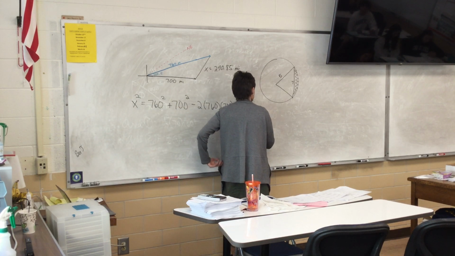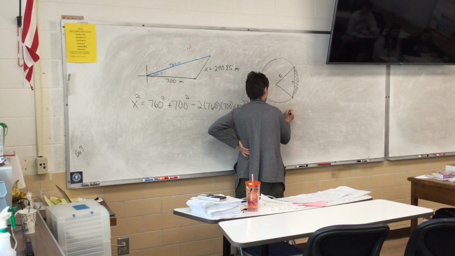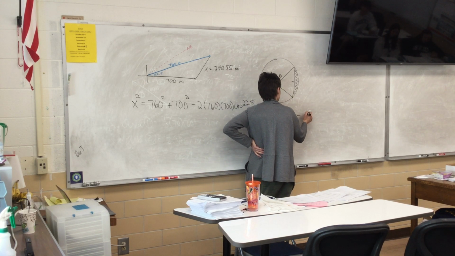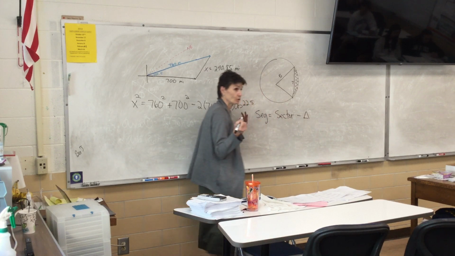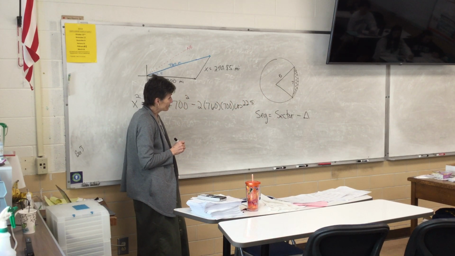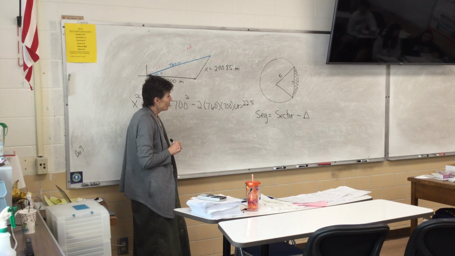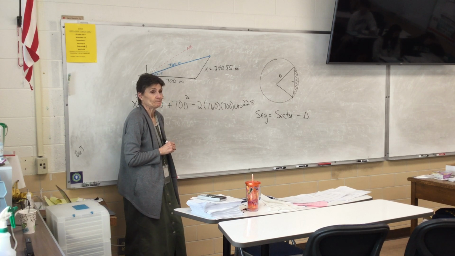The area of the segment is going to be the area of the sector minus the area of the triangle. Would you agree? So to get our answer, we're going to have to find the area of the sector and the area of the triangle and then subtract them. Okay, so what do you think?